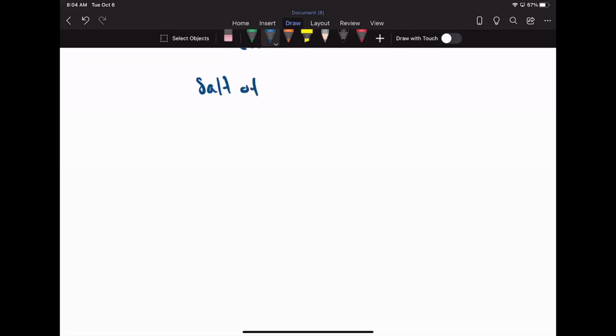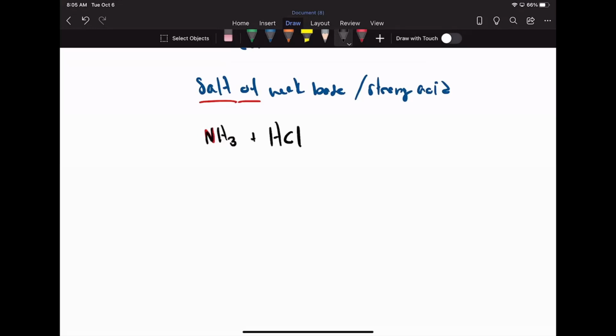So we'll say salt of a weak base and a strong acid. So just some terms here. This is the salt of a weak base, strong acid solution. Right? So if we have a weak base and we have some strong acid, we get this conjugate acid plus we get this conjugate base.